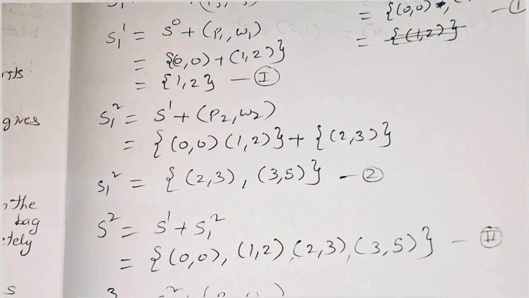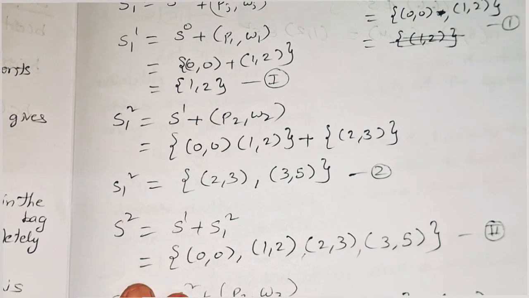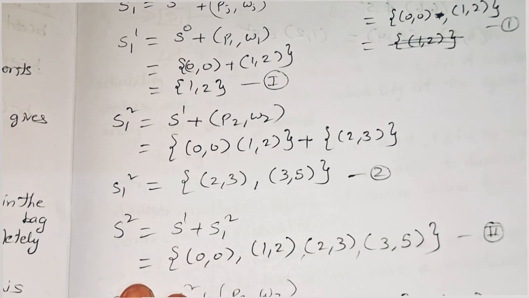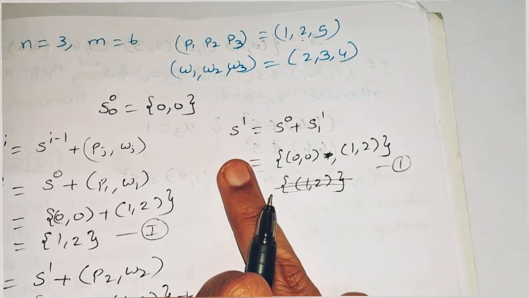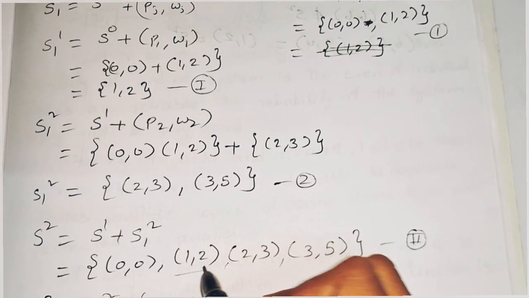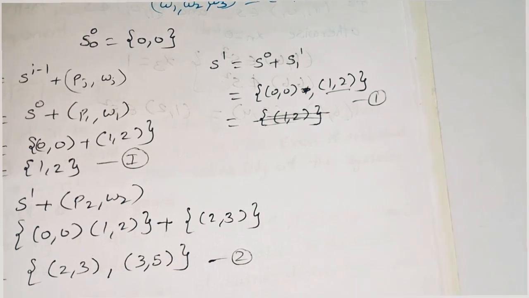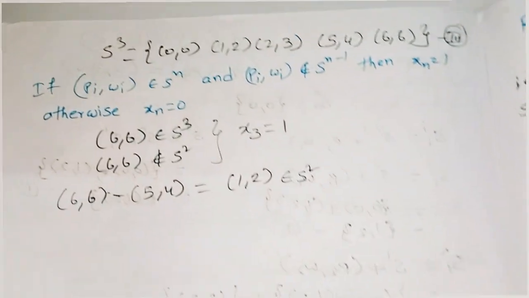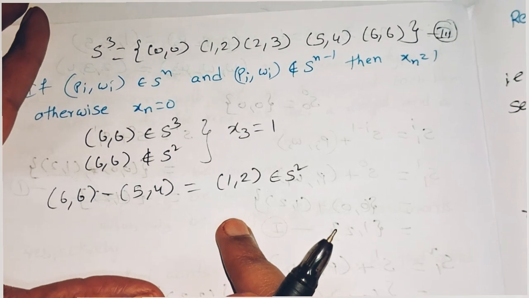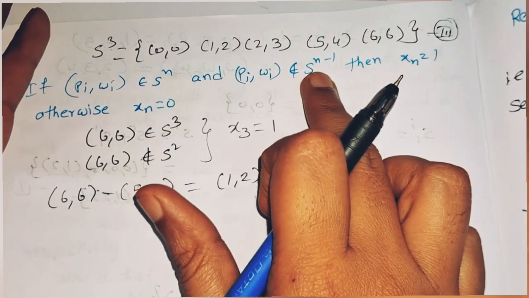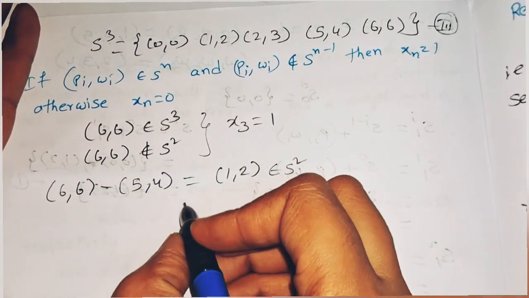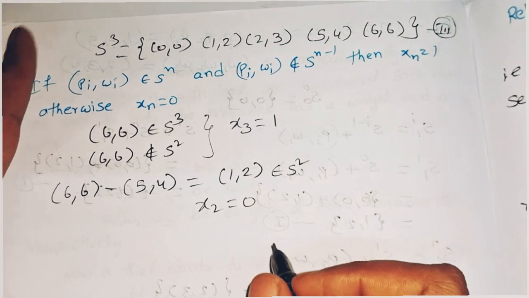Okay, so 1, 2 is there in the S2, right? Now we need to check whether 1, 2 is available in the S1 or not. So where is the S1? Here the S1 value is 0, 0, 1, 2. So 1, 2 is also available in the S1. So it is available in both S2 and S1. So we'll check the condition here. Based on the condition, X2 will become 0, right? It is not satisfying this condition, so X2 will become 0.